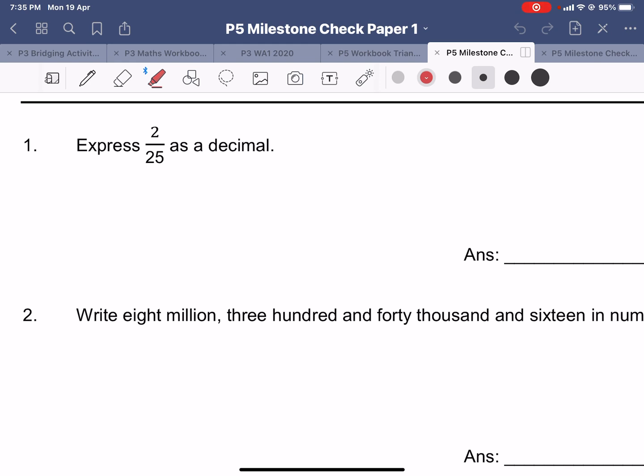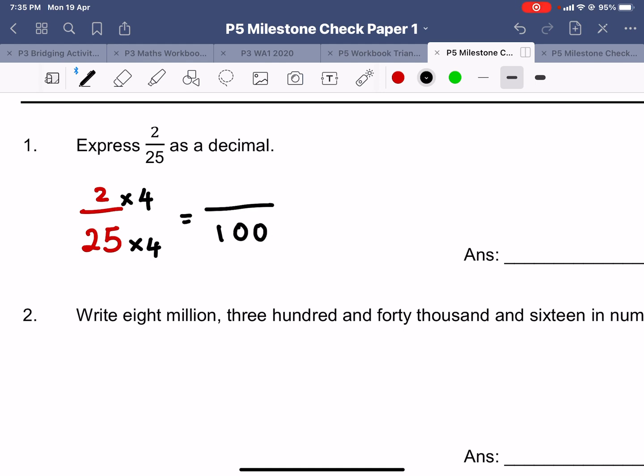So there are two ways of doing it. The easiest way would be to make your denominators into 10, 100 or 1,000. So in this case, we multiply it by 4 to get 100. So 2 times 4 is 8.